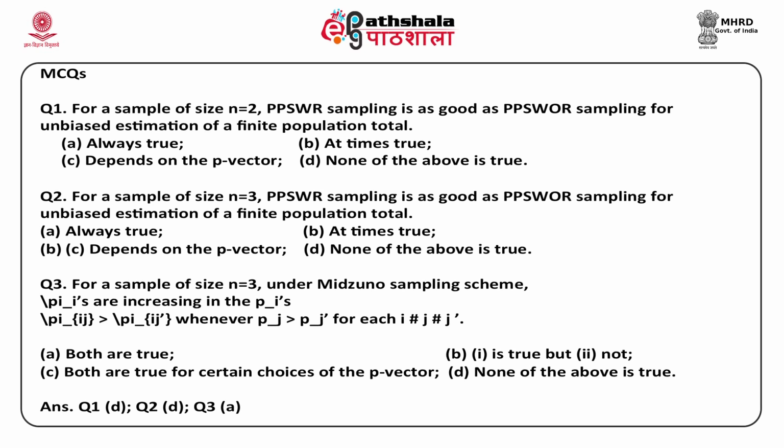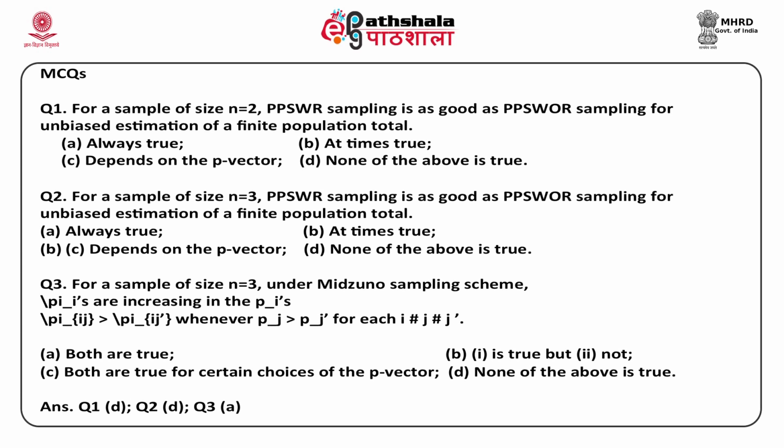Question number 2: you are referring to PPS with replacement sampling and PPS without replacement sampling. Do they mean the same in terms of variance? Naturally, if you are talking about unbiased estimation of the finite population total, you apply the PPS with replacement sampling estimator and the without replacement sampling estimator. Do you expect that the two will have identical performance? That is never true. Okay?